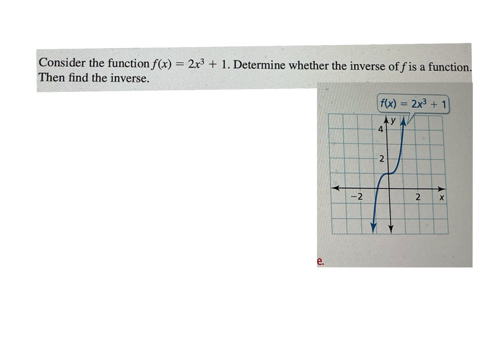All right. Consider the function 2x cubed plus 1. Find the inverse. Now, I went ahead and show you a picture here of what the graph of 2x cubed plus 1 looks like. It passes the horizontal line test. So I don't have to worry about restricting a domain or anything like that. We're just going to find the inverse.